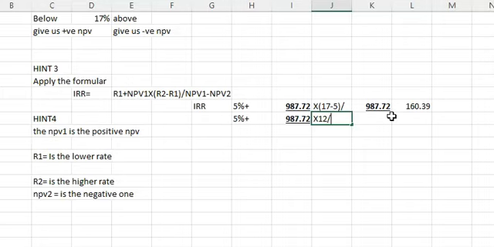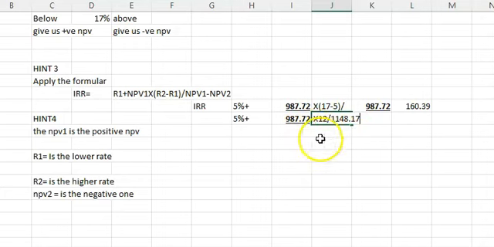when we add 987.78 plus 160.39, we'll get 1448.17.